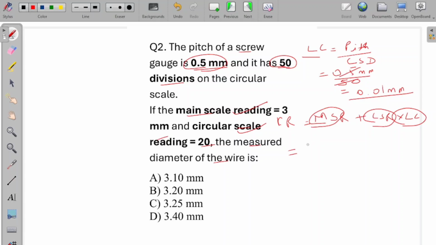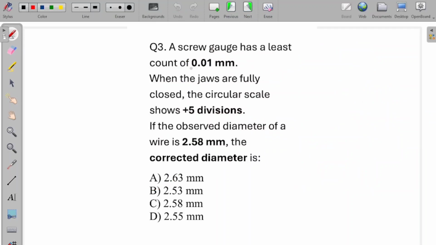Now let's put all the values and find the final reading. Main scale reading is given as 3. Circular scale reading is given as 20 and least count is 0.01. We will put the units later. 3 plus 0.20 and this becomes 3.20 millimeter and this matches the option B. So option B is correct. Next question, question number 3.